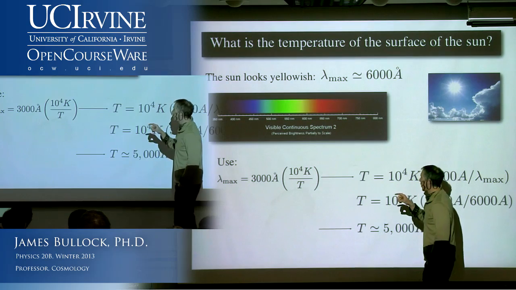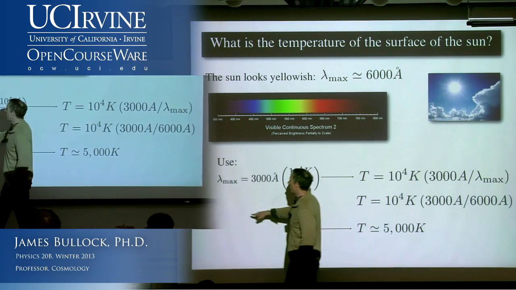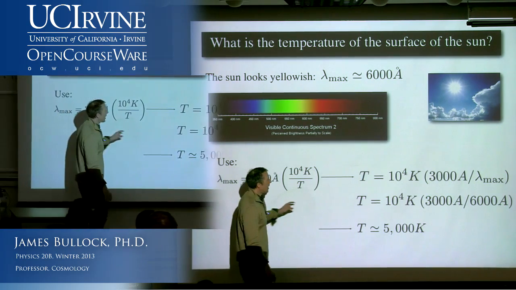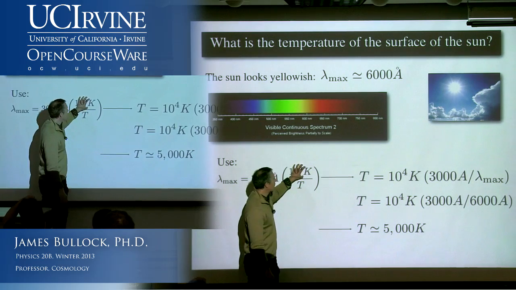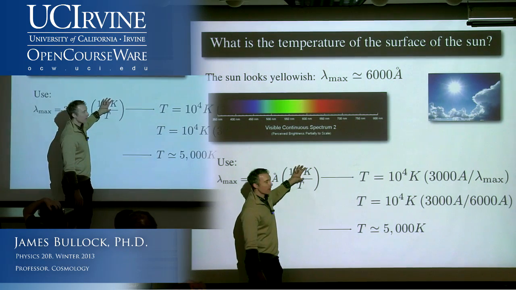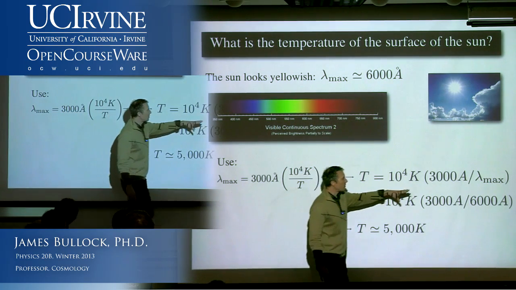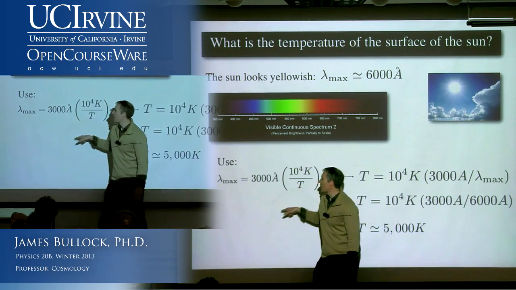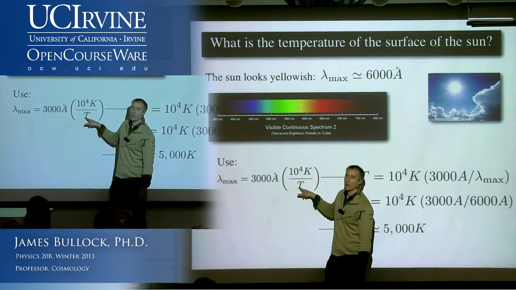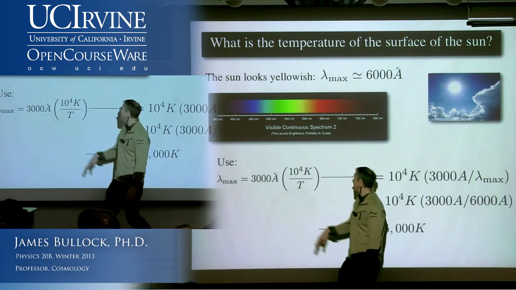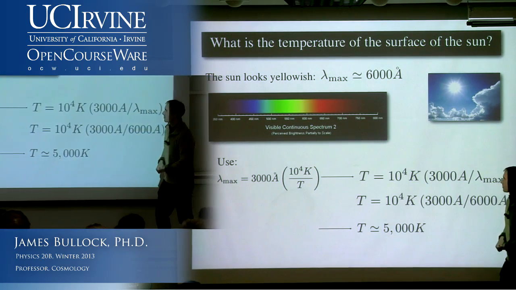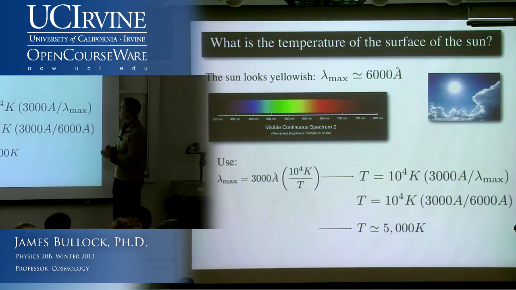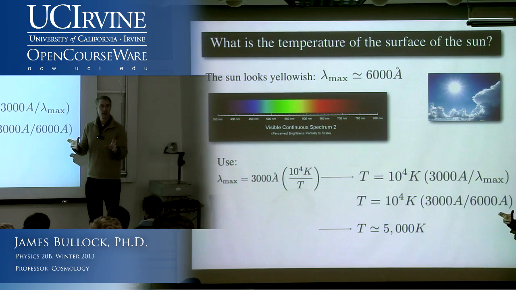All right? So if I put T on the other side, this says that T is equal to 10 to the 4 Kelvin, it's just sitting there, times 3,000 angstroms, and then that's divided by lambda max. Because I divide both sides by lambda, and I multiply both sides by T, and I get this equation. It's the same thing. Is that clear?